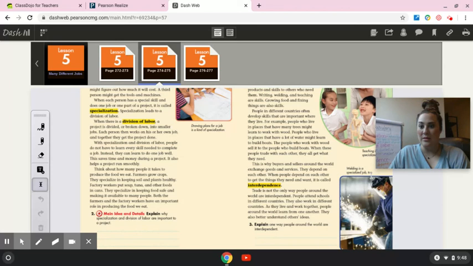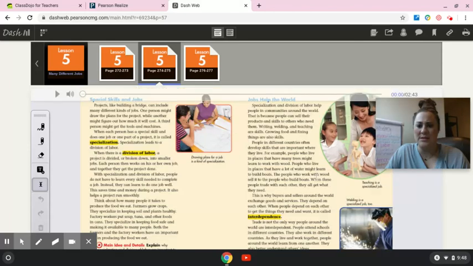So now let's look at jobs around the world. Specialization and division of labor help people in communities around the world. That is because people can sell their products and skills to others who need them. Writing, welding, and teaching are skills. Growing food and fixing things are also skills.